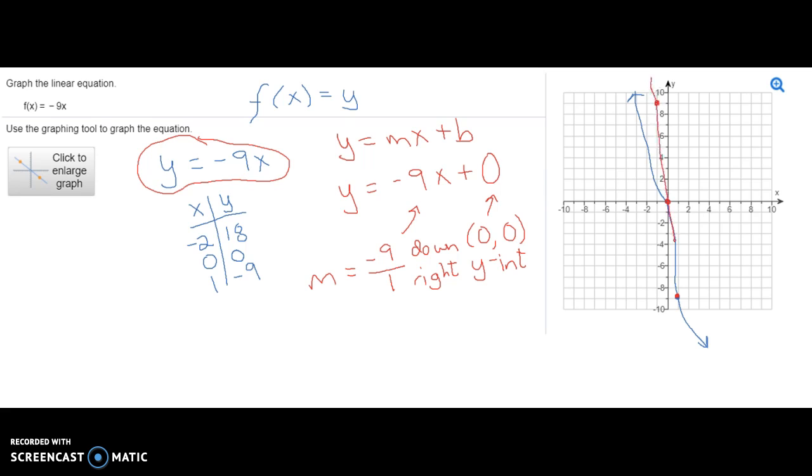Try that again. I'm freehanding this, so it's really rough. The blue and the red line are the same line. I just really messed up that drawing there.